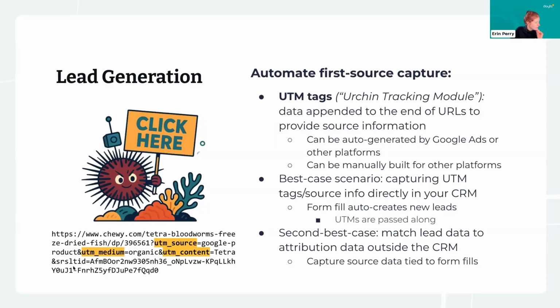So this is me. I did a search for fish food because I got to feed an urchin. And in this example, which I clicked on in Google, the UTM source is Google product. So it was on the products list on the side. The medium is organic because I clicked an organic offering, not a paid offering. And the UTM content is Tetra, which is the brand of the fish food that was being advertised.